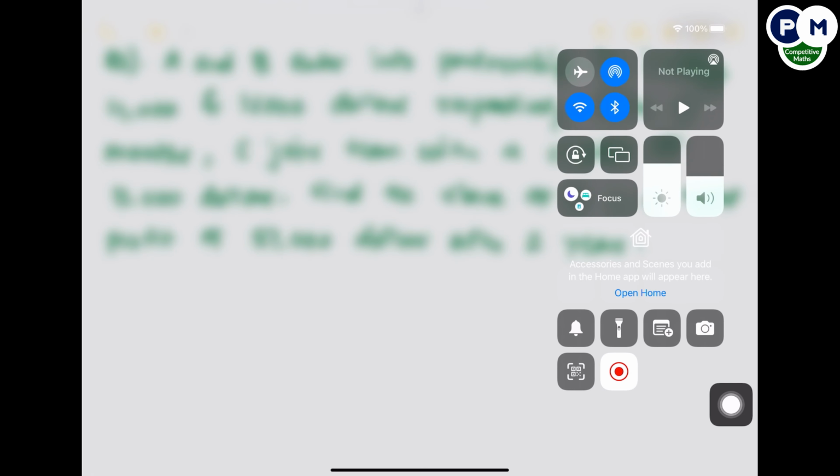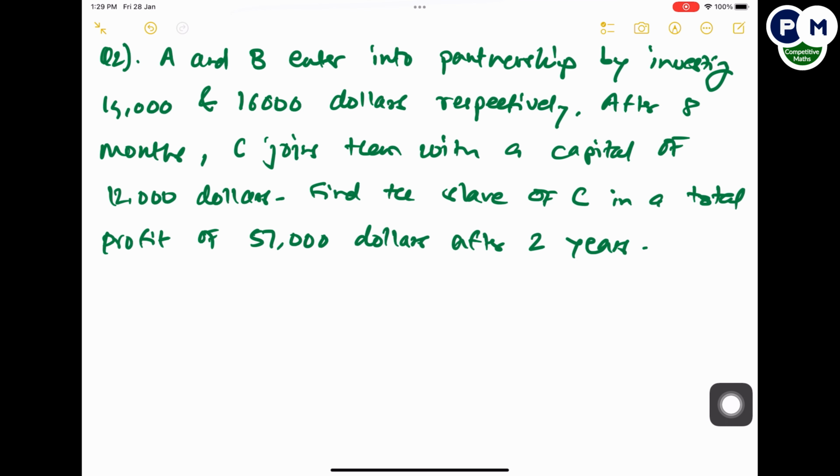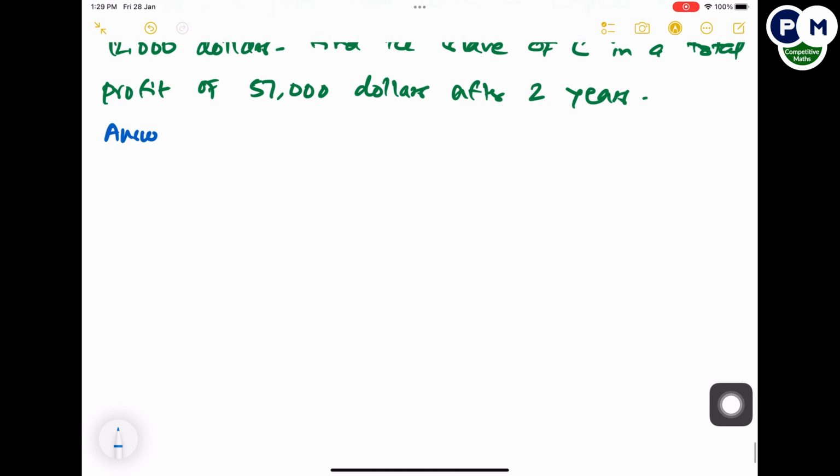A and B enter into a partnership by investing $14,000 and $16,000 respectively. After 8 months, C joins them with a capital of $12,000. Find the share of C in a total profit of $57,000 after 2 years.